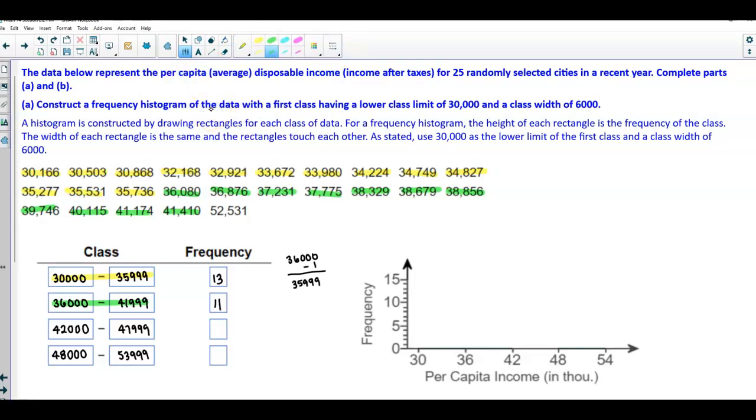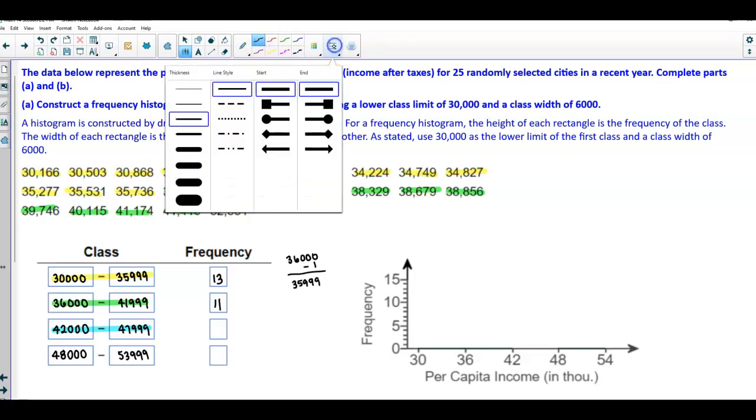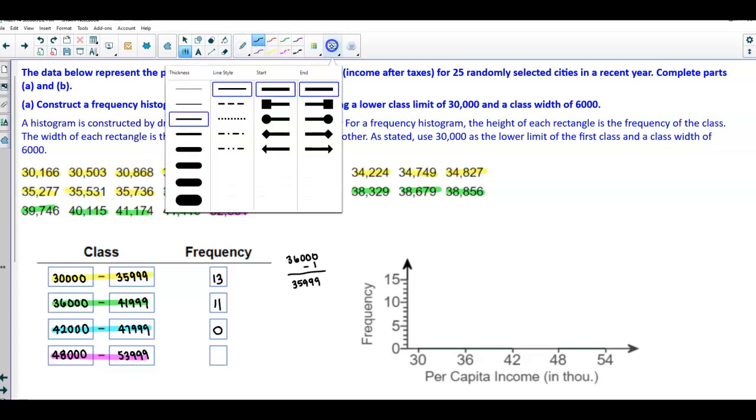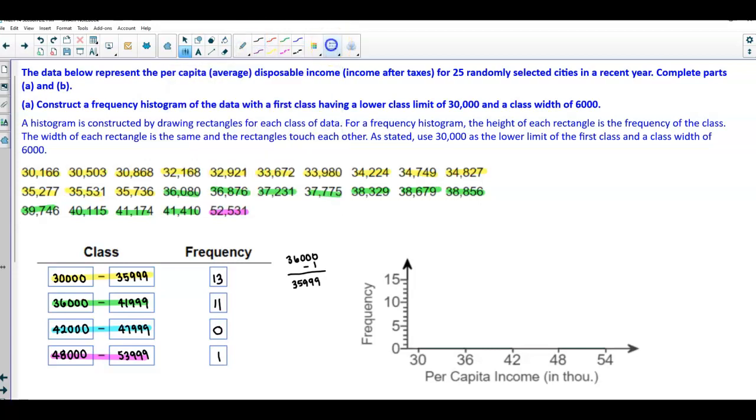The third class are the values between 42,000 and 47,999, and we do not have any values there, so that is 0. And in the last class, 48,000 to 53,999, we have one value that falls within that class, so we have 1.